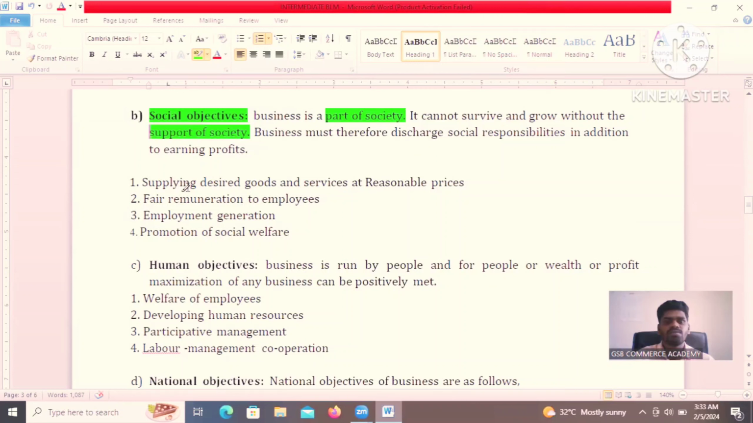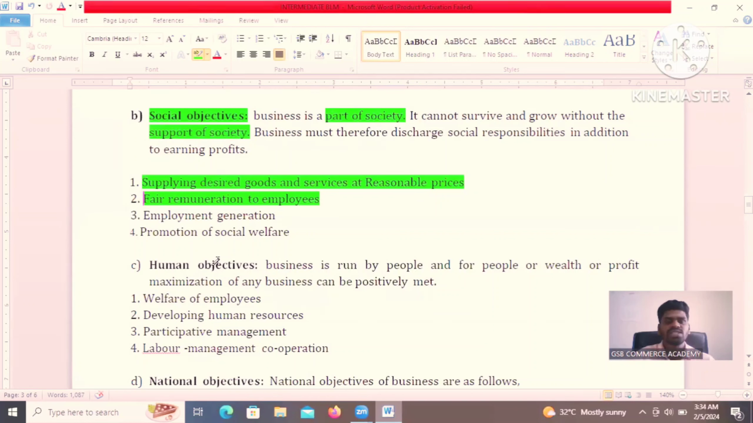First one is supplying desired goods and services at reasonable prices. You can provide the goods that human beings desire, their needs and wants, at reasonable prices based on demand and supply. And also the second one is fair remuneration. In a business organization, several types of employees work, and the business can provide fair remuneration to the employees.